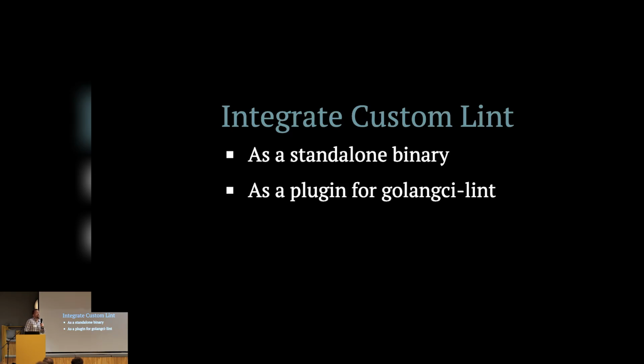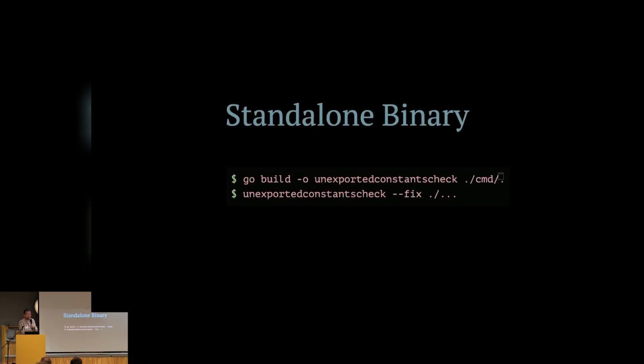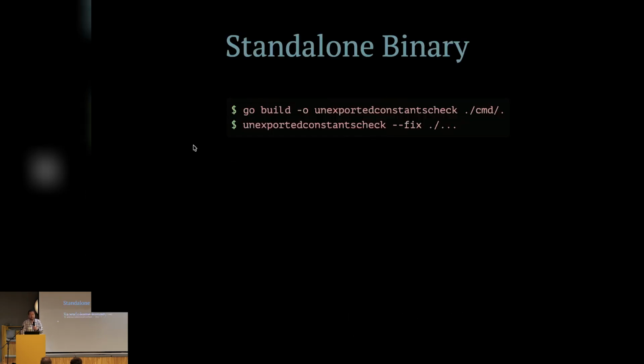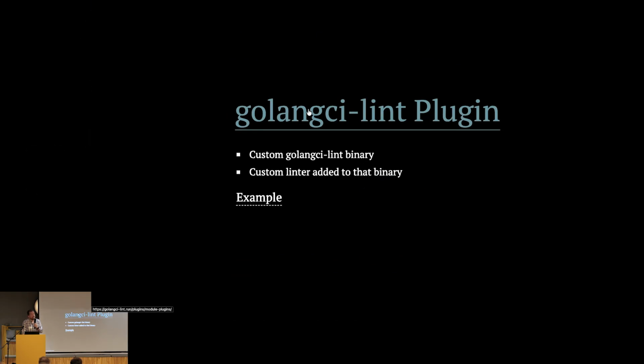Well, we saw already the benefit. We created our first linter, and we also saw the benefit of it. And now let's integrate our custom linter. Well, one of the options is to run it as a standalone binary. So you basically build it and then run it over your source code. And the other option is to integrate it in golangci-lint, right? You integrate it as a plugin.